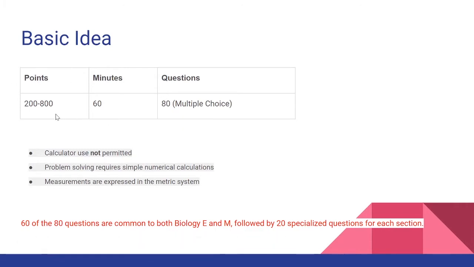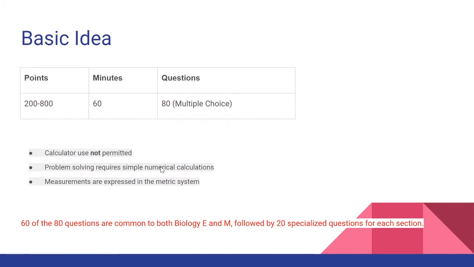You're gonna have a point scale of 200 to 800. You're gonna have an hour to do this test, and you're gonna have 80 multiple choice questions. Now, you're probably not gonna get through all of them, but try to get as many done as possible. It's all about practice and how well and fast you're able to answer those questions.